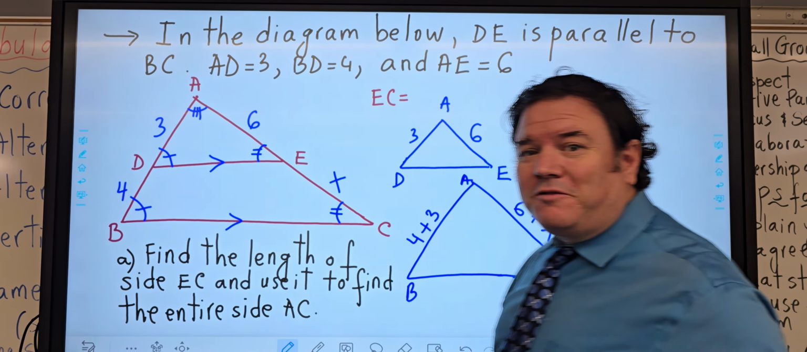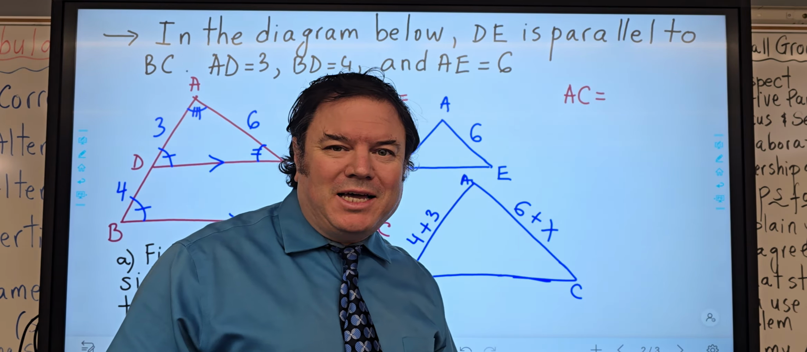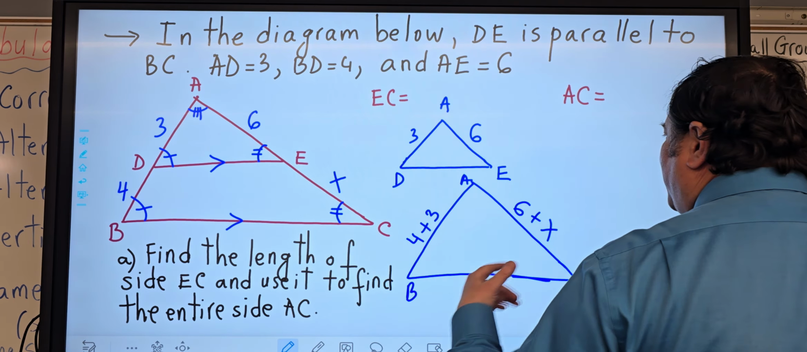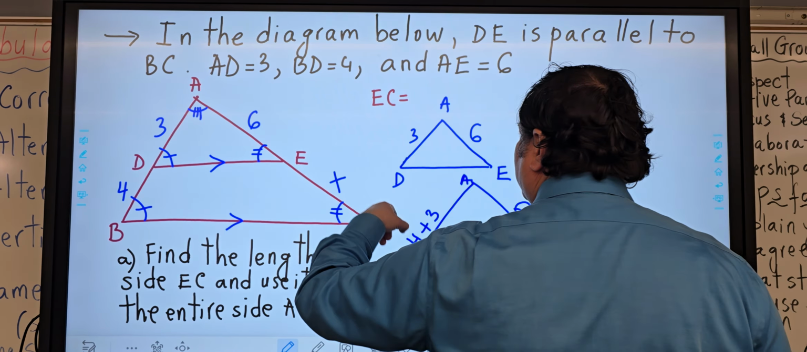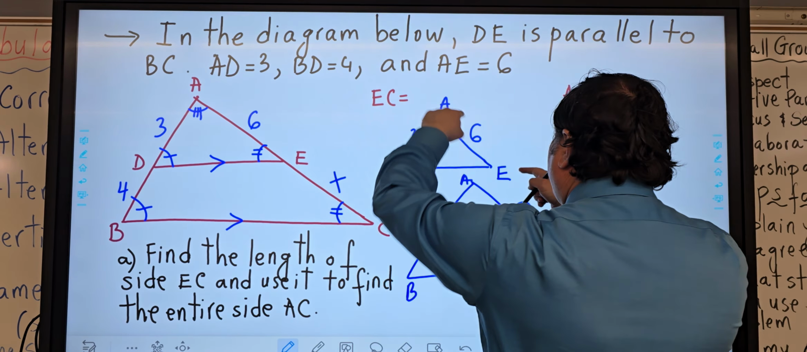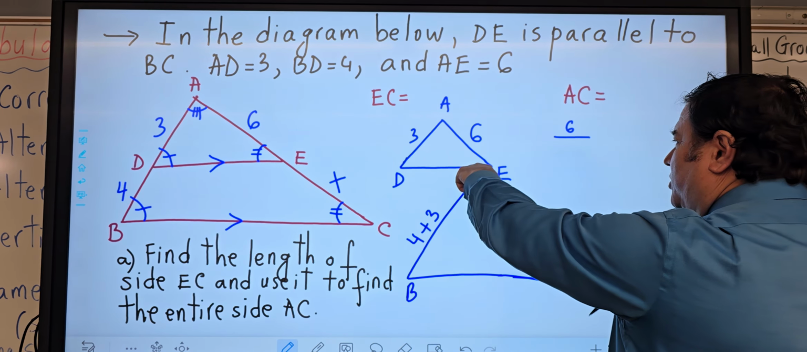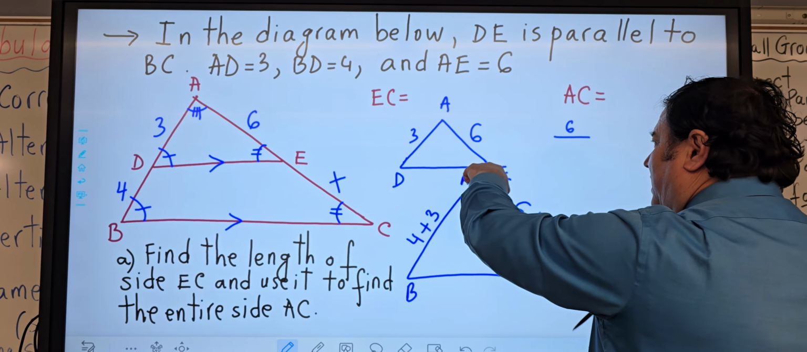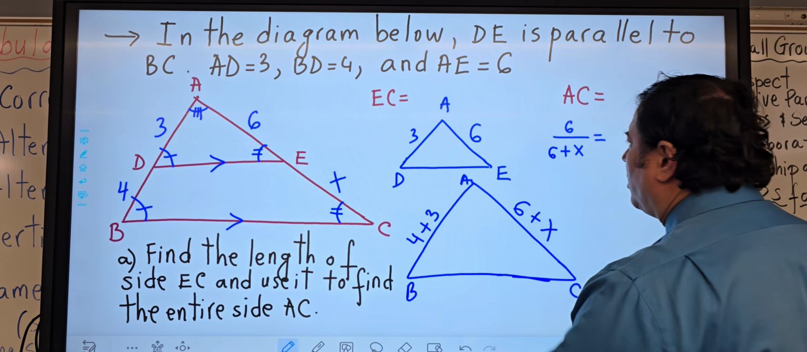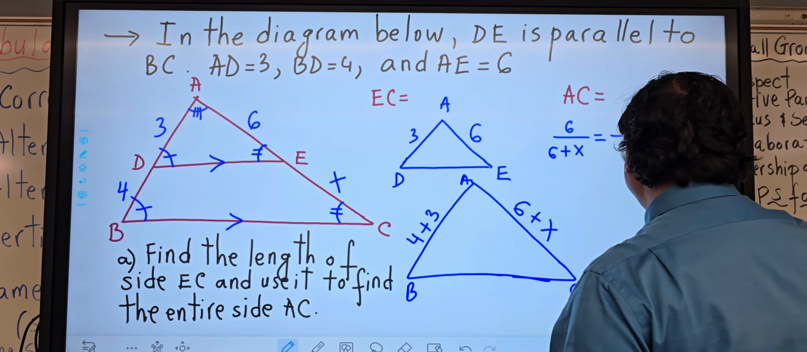And now, knowing this information, we can set up a proportion. Remember, corresponding sides of the similar triangles should be proportional. Okay, so let's set up that proportion in order for us to find EC or X. Okay, so let's start with this side, AE, which is 6. So we have 6 divided by the other side, the corresponding side, which is 6 plus X, the entire AC, should equal 3, the other side 3, divided by 3 plus 4, or 4 plus 3.